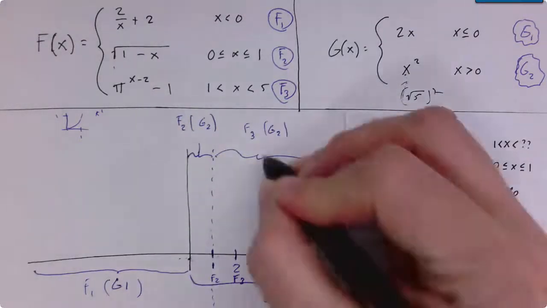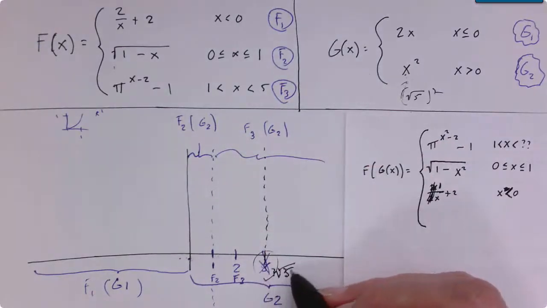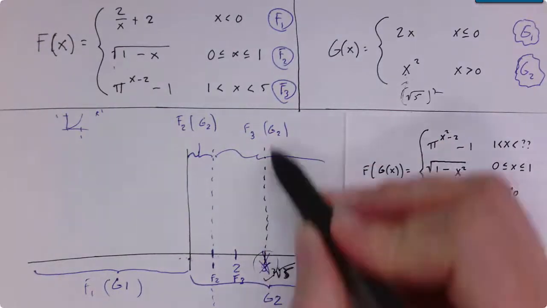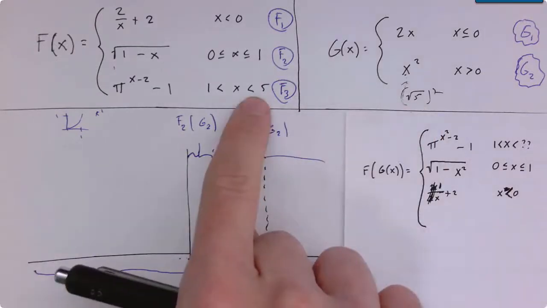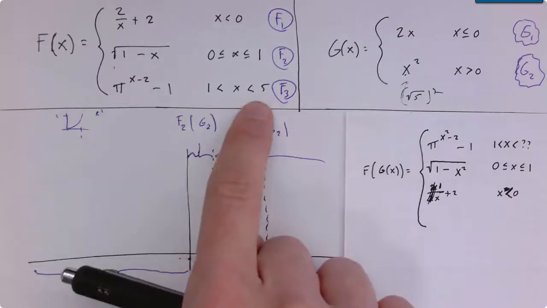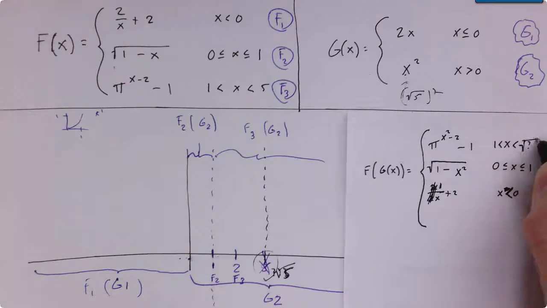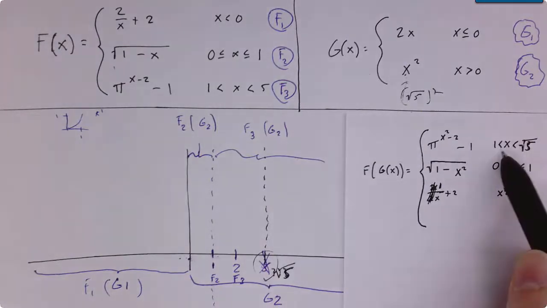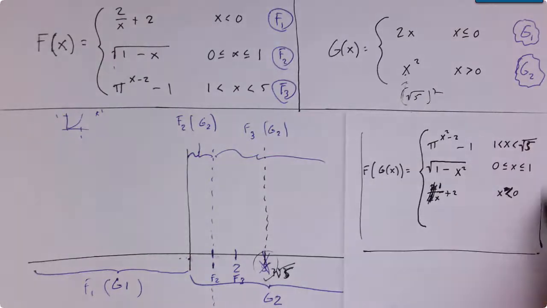So what that tells me is that this mystery value is root 5, and that wouldn't be included in the domain because if I plugged in root 5, that actually doesn't give me a valid domain for this third part of f. But anything smaller, even a very little bit smaller, works. So the last thing we could do here is fill this in as x is between 1 and root 5, but not including root 5. So that would be a full solution to f of g of x.